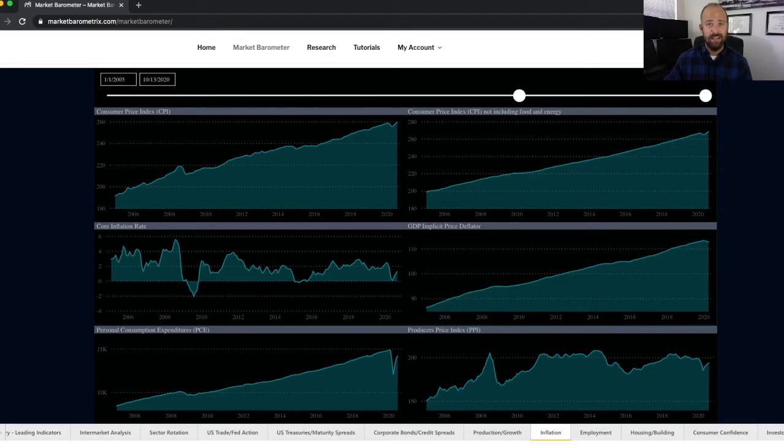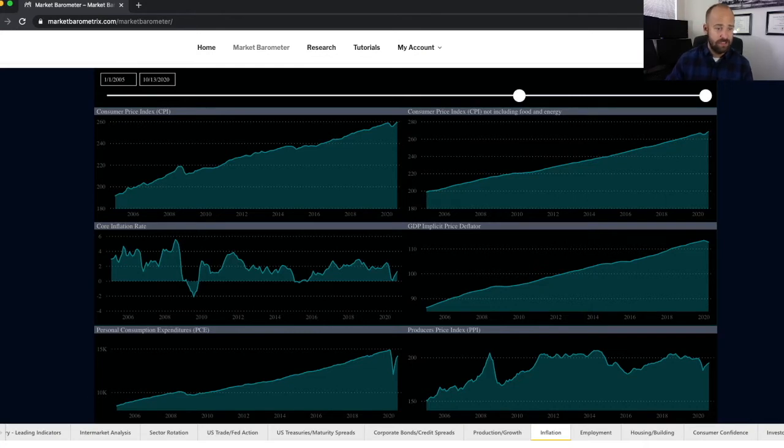The core inflation rate is one of my favorite measures of inflation because this essentially takes the CPI, not including food and energy, and puts it in a year-over-year percent change basis. Makes it really quick and easy to see what the growth rate is doing in inflation.